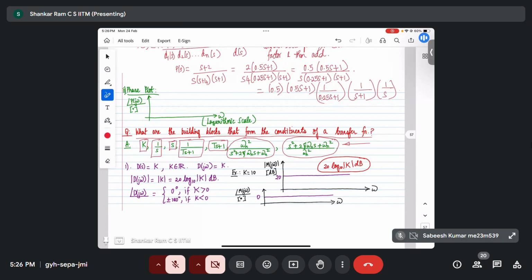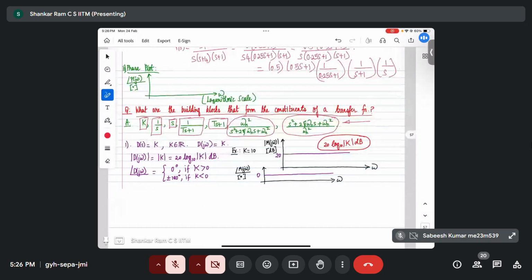Okay, they are quite useful in practice. So let's start looking at each factor one by one. First, let's start with the factor which is the gain k, or the scalar k. The k is a real parameter. So there is no s here. So G of j omega is just k.